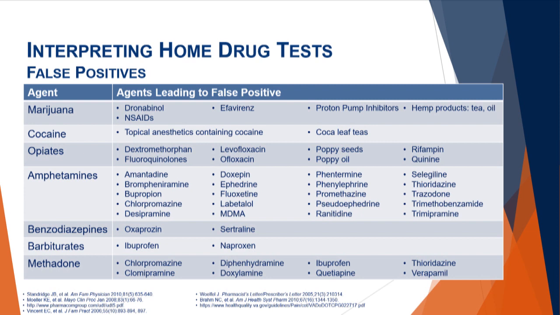A few things that I wanted to point out are that over-the-counter substances can lead to false positive results. This can be seen with opiates, with dextromethorphan, which is an over-the-counter cough suppressant, and with some food substances such as poppy seeds or poppy oil if ingested in large enough quantities.